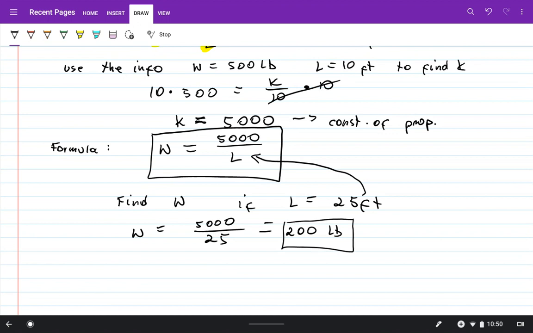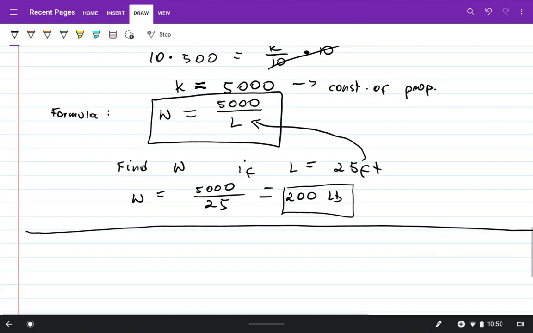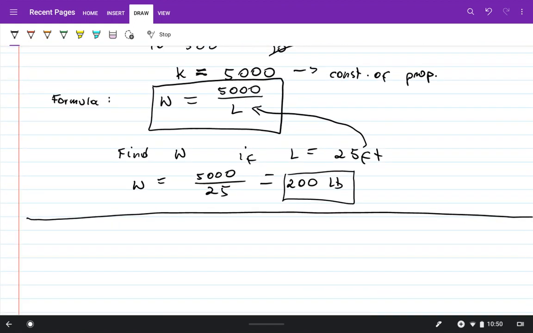So if the pine has a length of 25 feet, that pine can support a maximum weight of 200 pounds. So that was that problem using inverse variation. The formula for solving all those types of problems is exactly the same. You create the equation, you find the constant of proportionality using the second sentence, which gives you that information, and then you can answer the question. Next, what I want to solve with you guys is number 33.